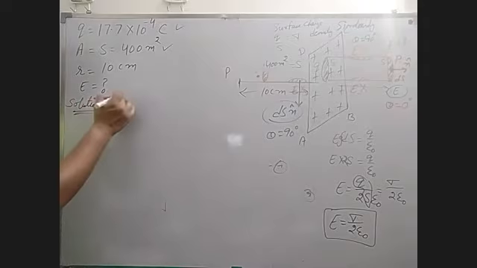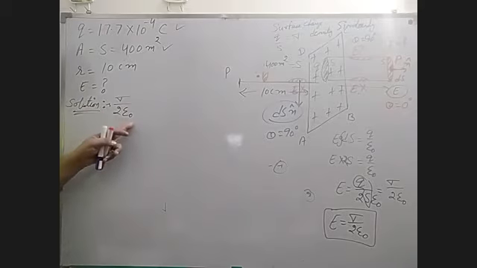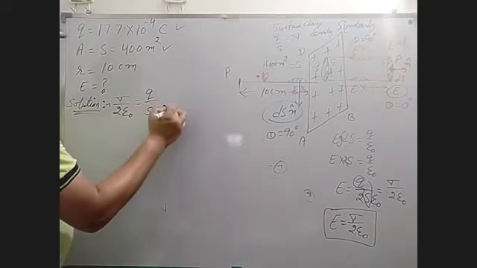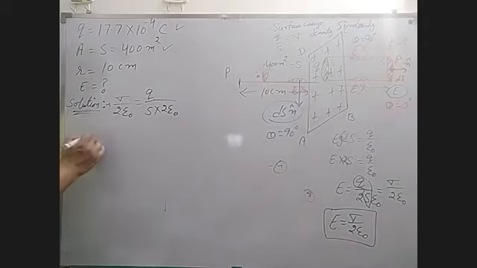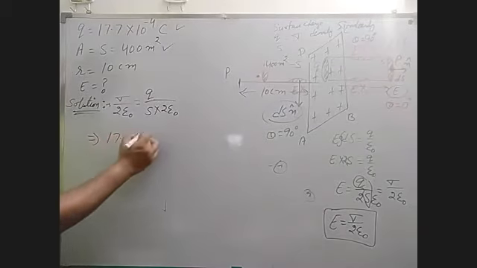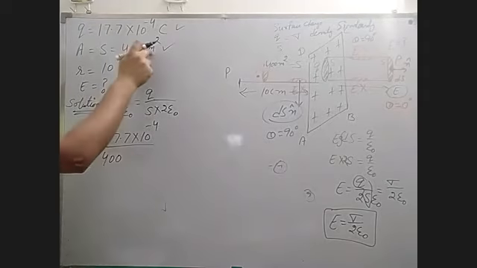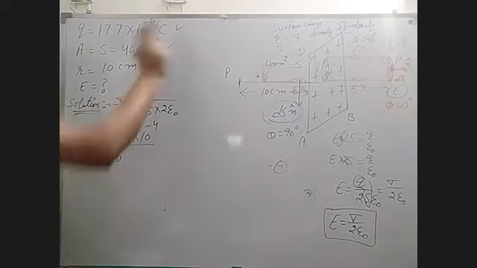Now we have the formula. We have the relation sigma upon 2 epsilon naught. Then what is the value of sigma? Sigma is Q by S, so E is Q by S into 2 epsilon naught. Now put in all the values. What is the value of Q? 17.7 into 10 raised to the power minus 4. What is the value of S? S is 400 meters square. This is in the MKS system, so no need to change it, and this one is also.